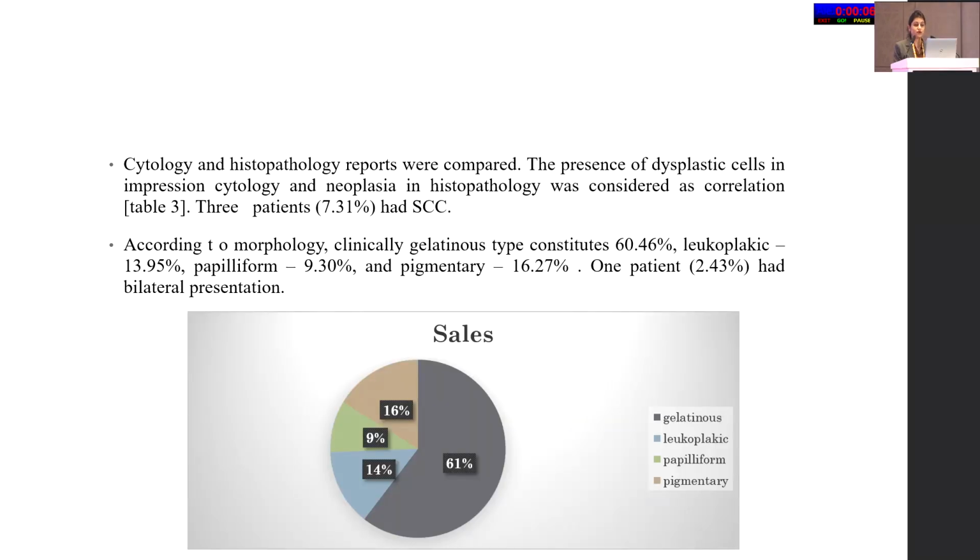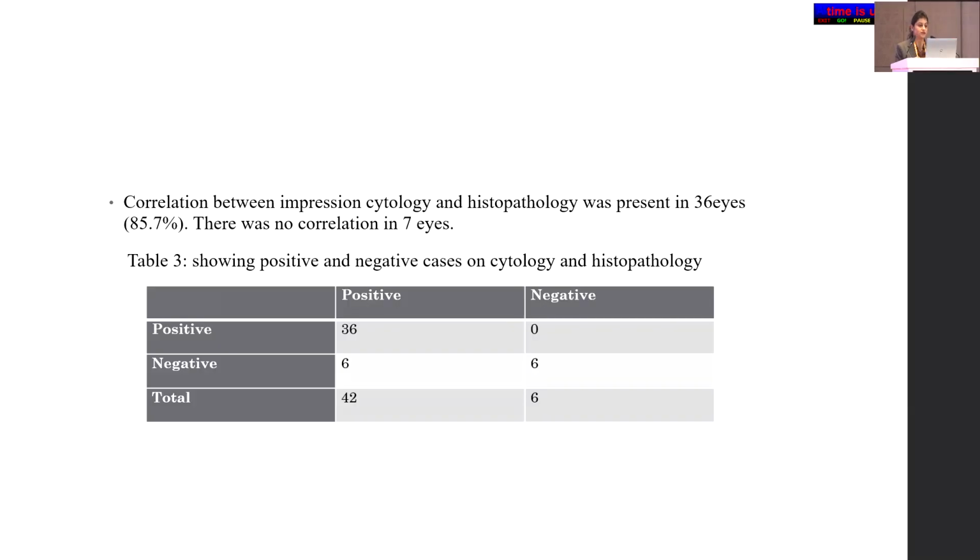Cytology and histopathology reports were compared. The presence of dysplastic cells in impression cytology and neoplasia in histopathology was considered as a correlation. 3 patients, 7.31%, had squamous cell carcinoma. According to clinical morphology, the gelatinous type constituted about 60%, leukoplakic 13%, papilliform 9%, and pigmentary 16%. One patient had a bilateral presentation.